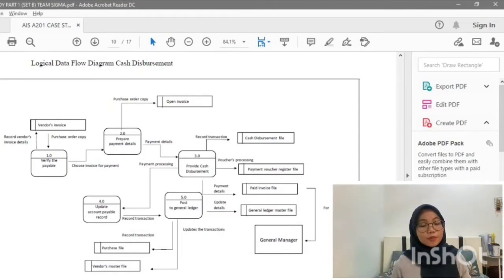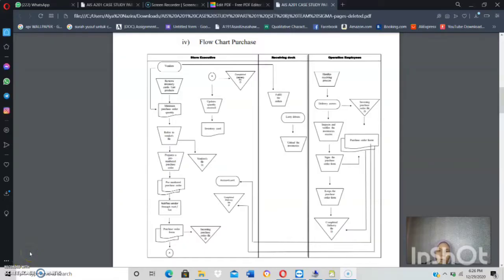The second last process is updating account payable record. In this process, Lisa will update the account payable and post it to the general ledger. After posting it to the general ledger, she will update the purchase file and the vendor's master file, and then after everything has been recorded and updated, she will forward the report to the general manager of SESB.